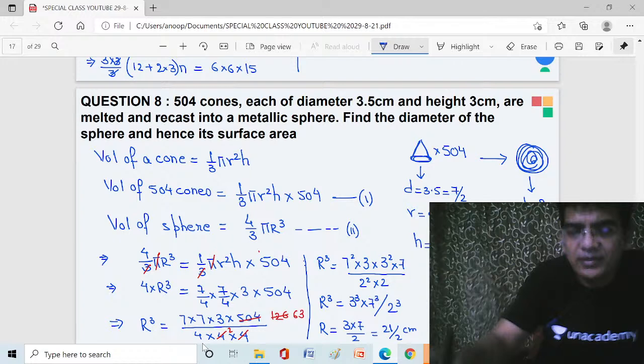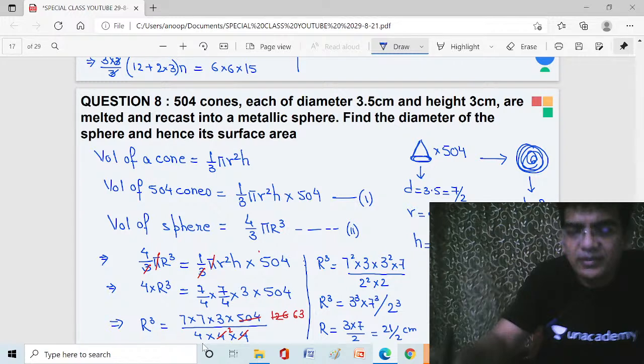Okay. So now we have to find the surface area. The second part says find surface area of a sphere. We have to find surface area of a sphere, and the formula is 4 pi r square. This is the formula, 4 pi r square. Now let's substitute the values here. Pi is 22 by 7, and the radius we have got is 21 upon 2.